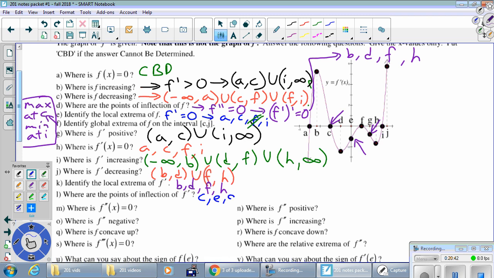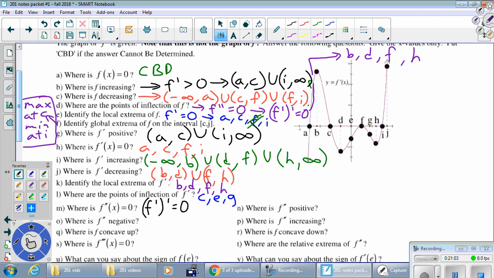C, E, G. Okay, M. All right, so now we have to do some translating because this question, unfortunately, isn't about F prime, which is the graph we're given. Rather, it's about F double prime. So we translate. F double prime is the same thing as F prime prime.